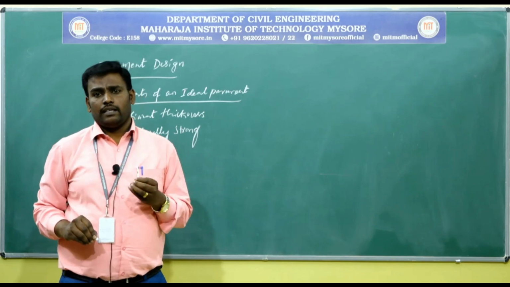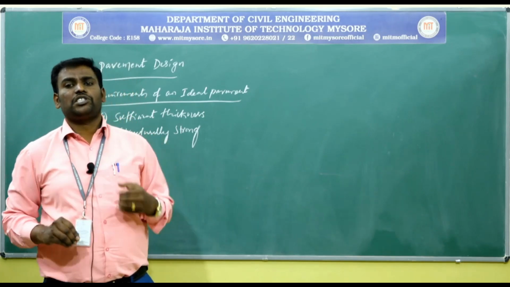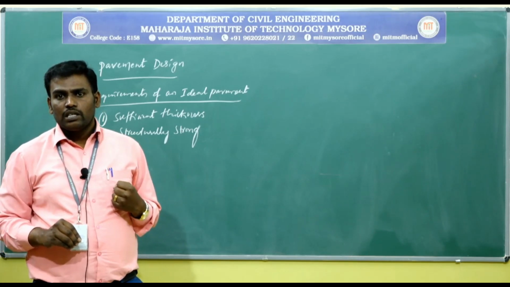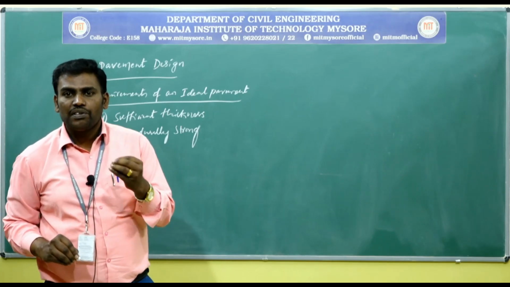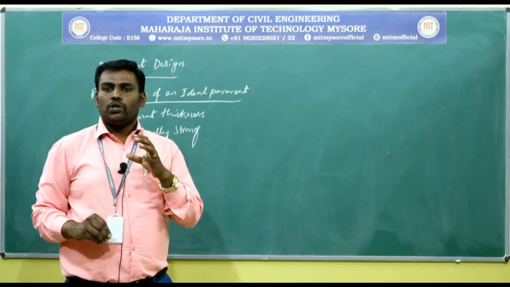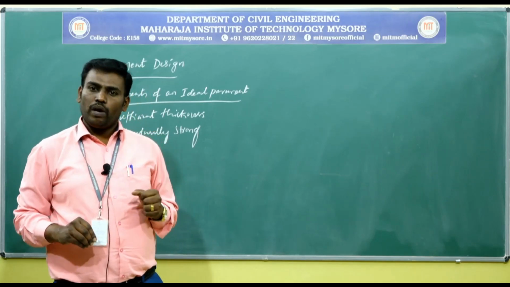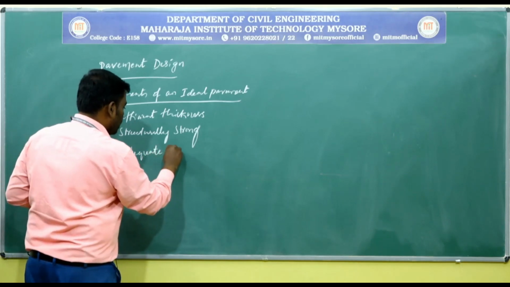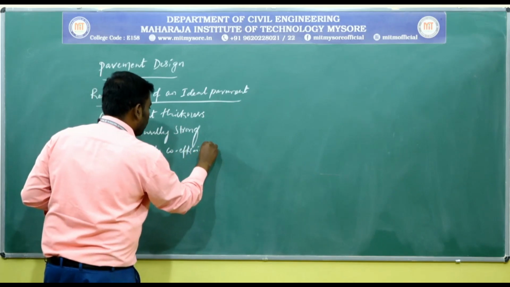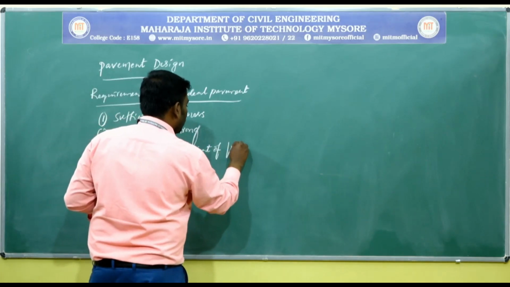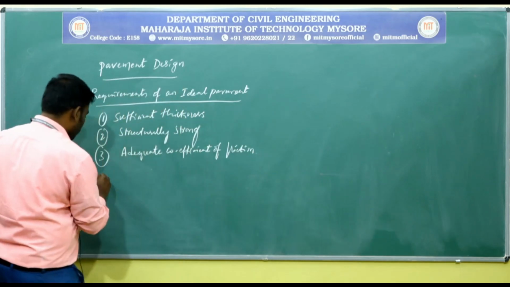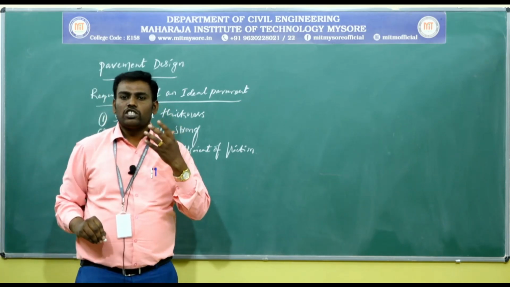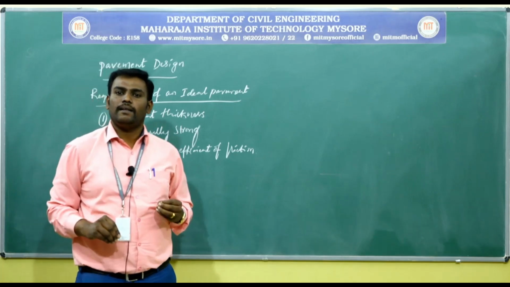should provide the adequate coefficient of friction to avoid the skidding of vehicles. Is it clear? Means there should be adequate coefficient of friction to avoid the skidding of vehicles. It is adequate coefficient of friction. And the next is the pavement surface should be smooth and even as far as possible.